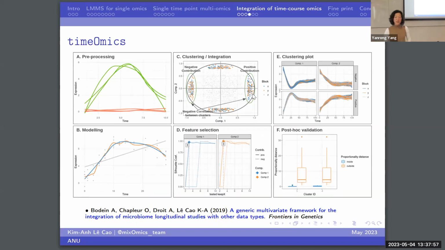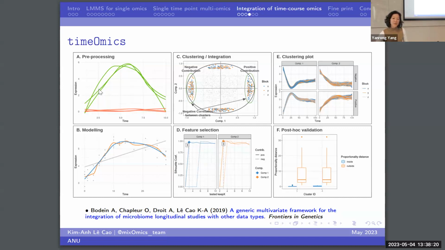It's called timeOmics. By the way, I try to push my students to not use all these crazy acronyms when we name a method. Often, timeOmics doesn't say that we use splines or anything, but at least biologists understand and remember those names.